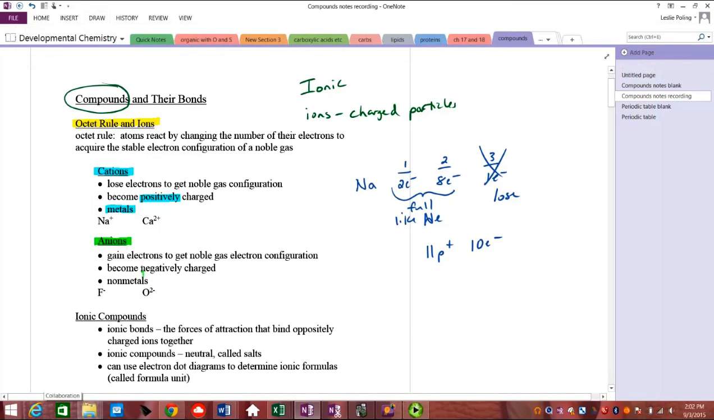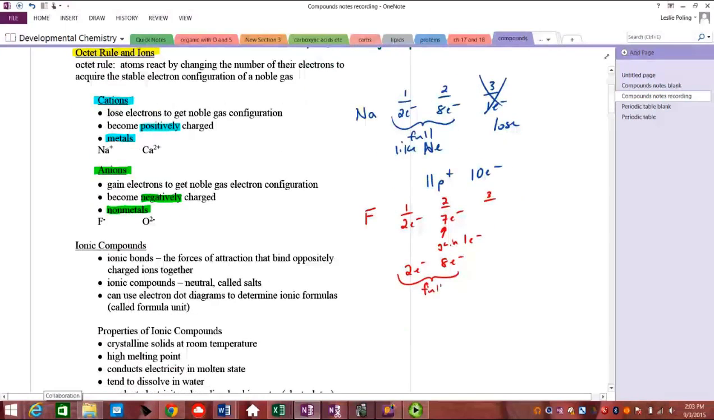Anions are negative ions, and those are what the nonmetals form. So let's look at fluorine. It has 2 electrons in energy level 1 and 7 electrons in energy level 2, none in energy level 3. So it's going to gain 1 electron there. So it's got 2 in 1 and 8 in 2, which now is full, like neon. We've got 9 protons and 10 electrons, so that's why we have a negative 1 charge.